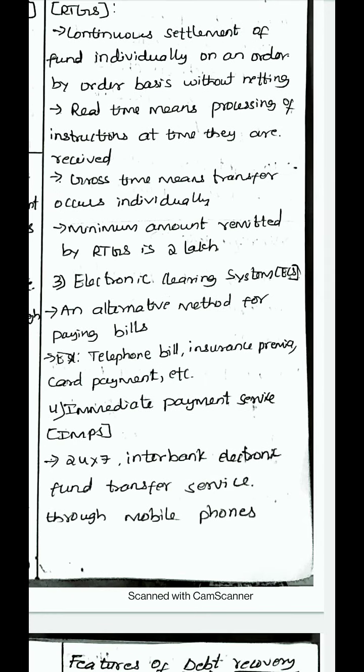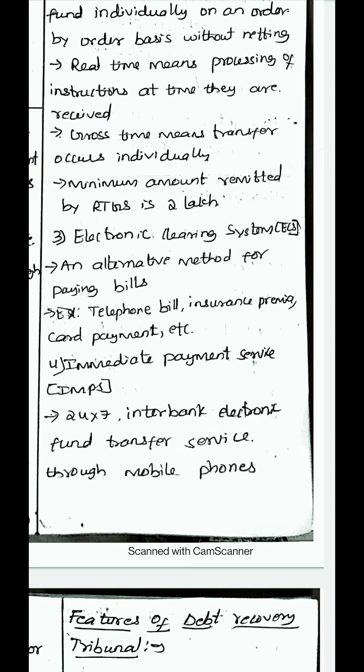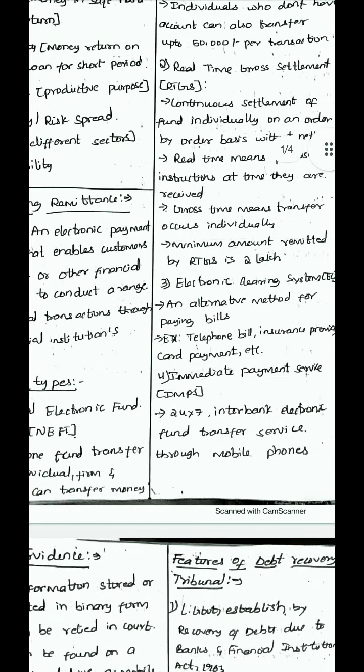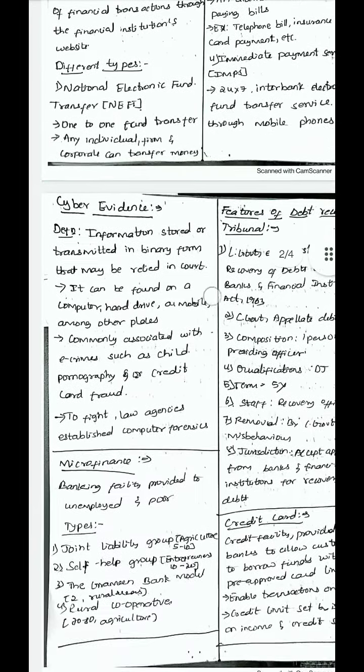The next is Immediate Payment Service, IMPS. It is a 24/7 interbank electronic fund transfer service through mobile phones. So these are the e-banking remittances.